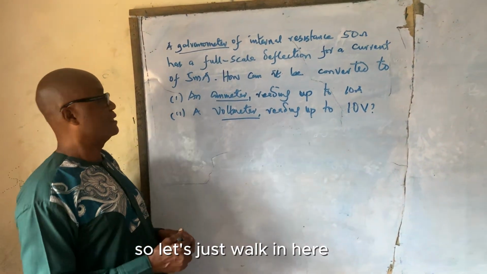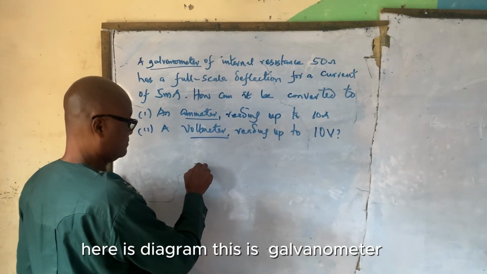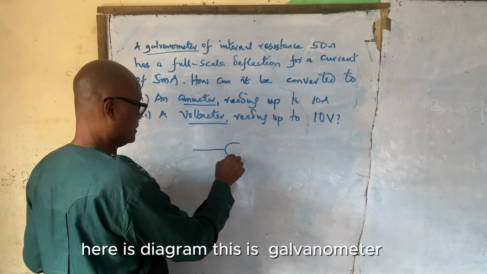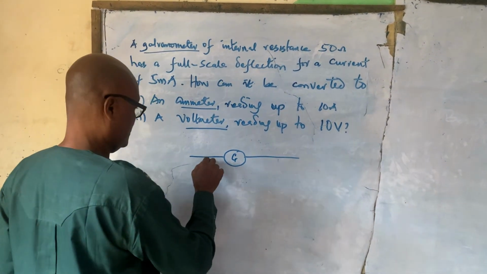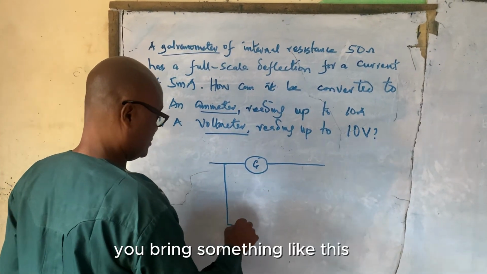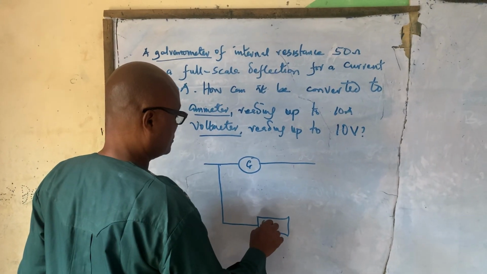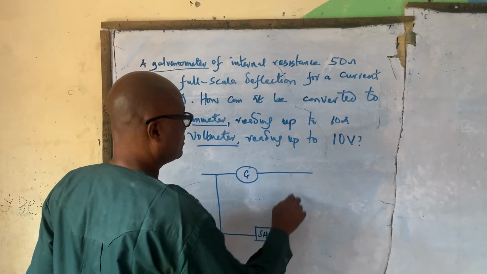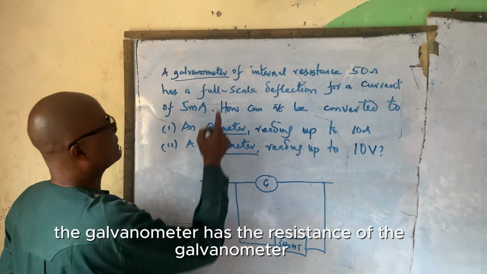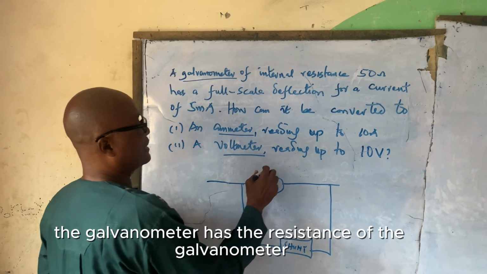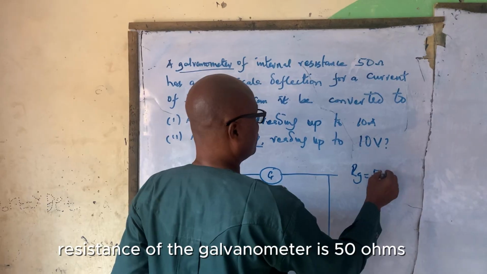So let's see what happens here. This is what we do. Let's say this is number one. Here is the diagram. This galvanometer, let's call it G, goes like that. You bring something like this, you put something here, we call it a shunt. The galvanometer has a resistance, let's call it RG. The resistance of the galvanometer is 50 ohms.